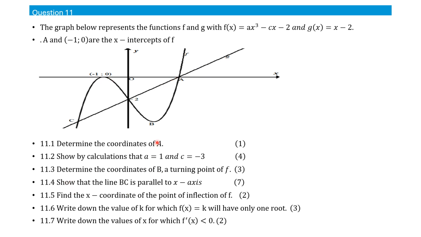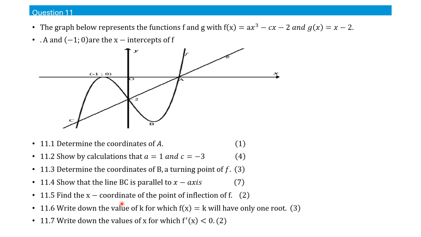Determine the coordinates of P, a turning point of f. To get the turning point, we find the first derivative and make it equal to 0. The answer we get for x, we substitute back into the original equation. Show that the line BC is parallel to the x-axis. Because the x-axis is a horizontal line, its gradient is equal to 0. So we find the gradient between P and C. I have to show that it also equals 0. That means therefore they are parallel.